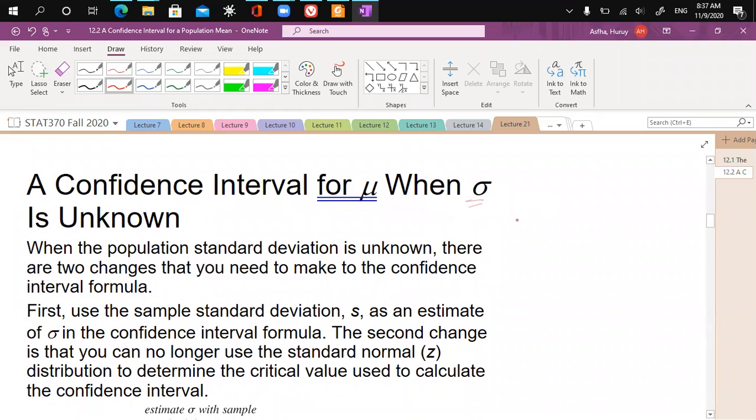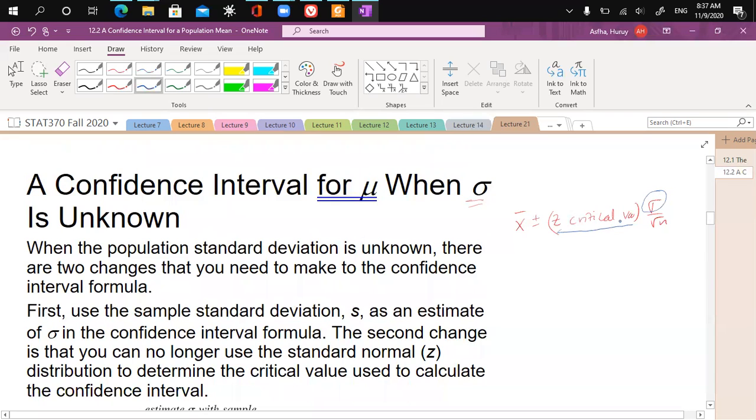The formula is x bar plus or minus z critical value times sigma over root n. Okay, this was the formula. Now, if we don't know sigma, I cannot use this sigma because we are saying it's unknown. And another thing is, if we don't know sigma, can we use this critical value?